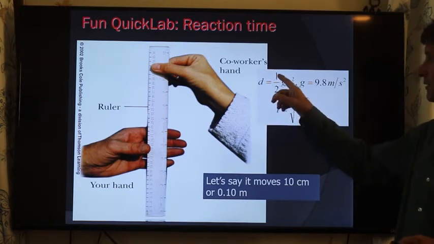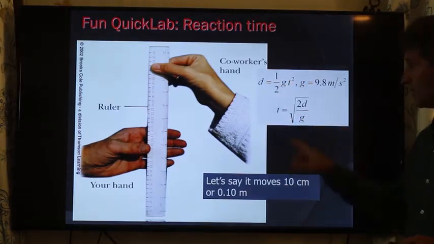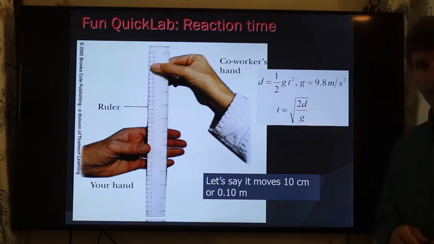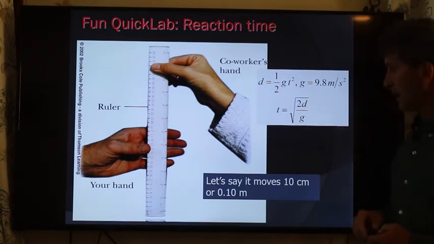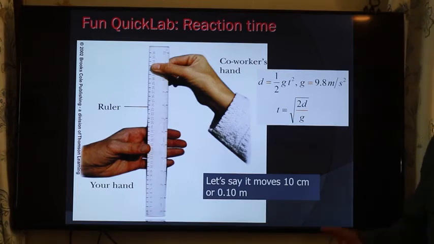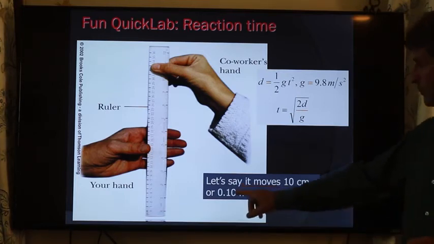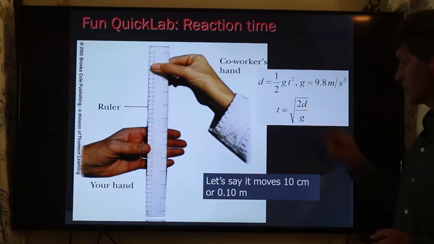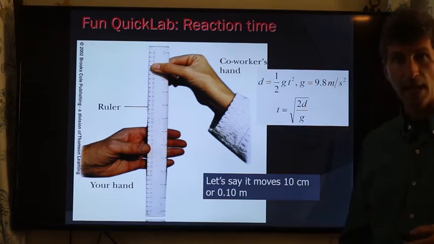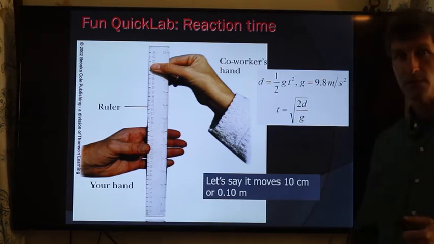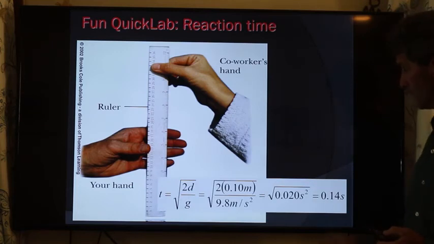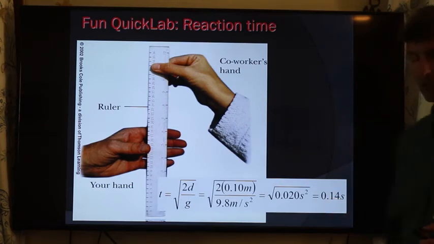The distance that it falls is 1/2 gt squared. So if you want to find your reaction time, it's equal to the square root of twice the distance that it falls divided by 9.8. Let's say you let it fall 10 centimeters. That's not a great reaction time. If I put 10 centimeters in here, multiply that by 2, I get 0.2. Divide 0.2 by 10, that gives me 0.02. The square root of 0.02 is equal to 0.14.